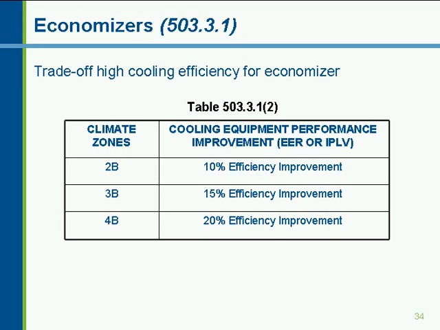There's also a trade-off table which gets you out of the economizer requirement if you provide high-efficiency cooling equipment in excess of the minimum standards, the minimum requirements. You're exempt from the economizer requirement, and that's shown here in this table, 503.2.12. And depending on the climate zone, it tells you how much better than the minimum requirements your cooling system needs to be in order to be exempt from the economizer requirement. 10% in zone 2B, 15% in 3B, and 20% in 4B. In the other climate zones that aren't shown in the table, there is no efficiency improvement that can get you out of the climate zone requirement. So that would be climate zones 5 and 6, I believe.